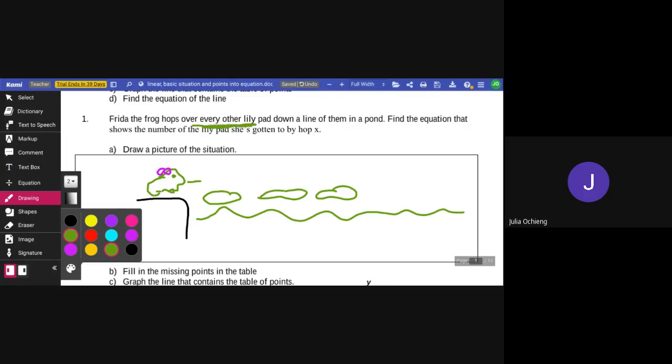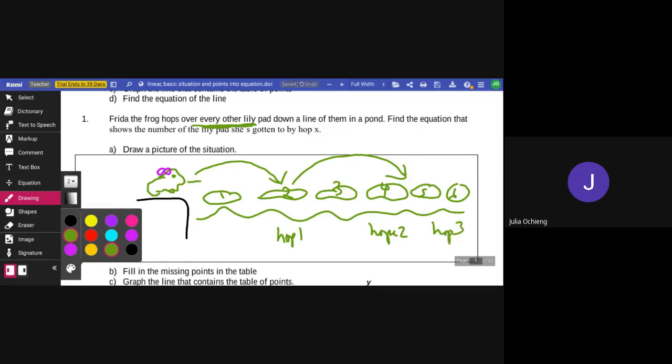So by hop number one, she's on lily pad number 2. She skips 3. By hop 2, she goes on lily pad number 4. And by hop 3, she gets to lily pad number 6. Okay, all right, so that's my picture of the situation.